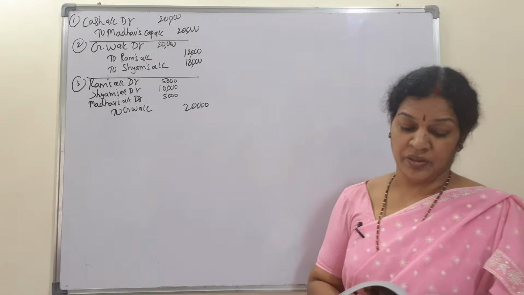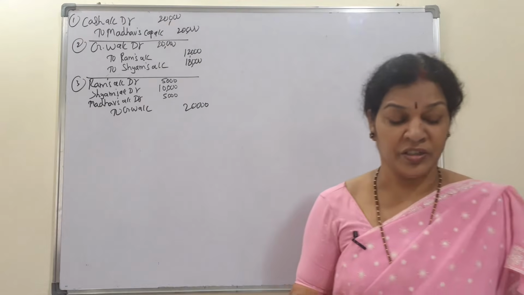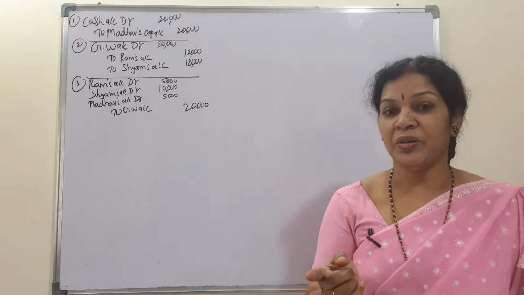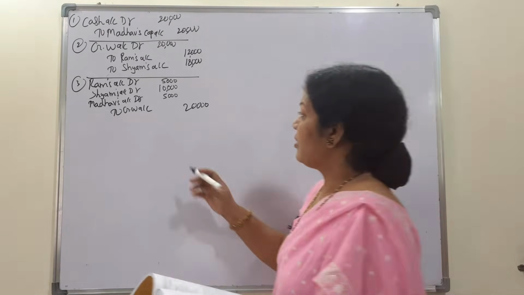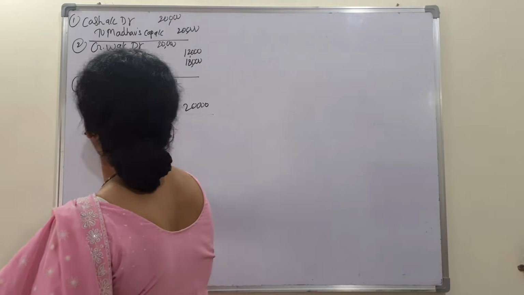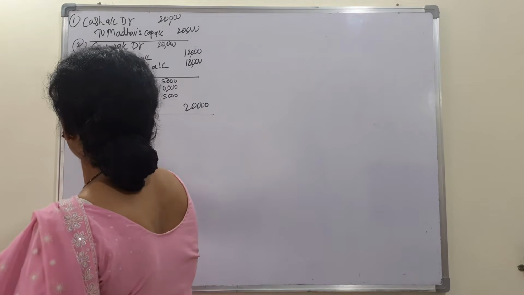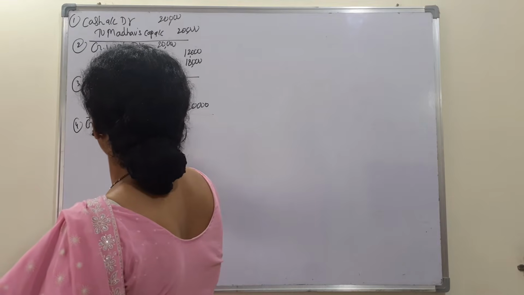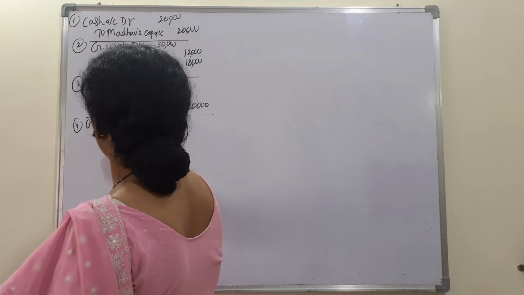Next, after this we'll go for the general reserve. General reserve is to be distributed to the old partners. Fourth one, general reserve account debit to Ram and Shyam.